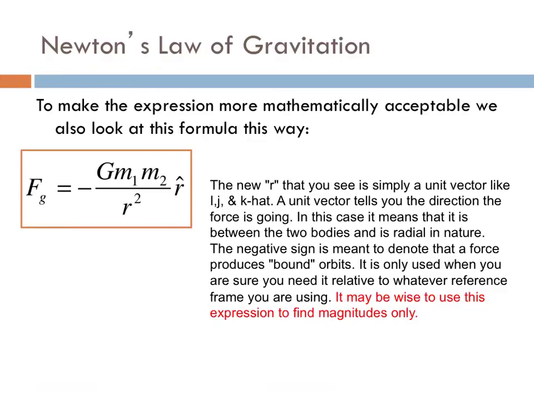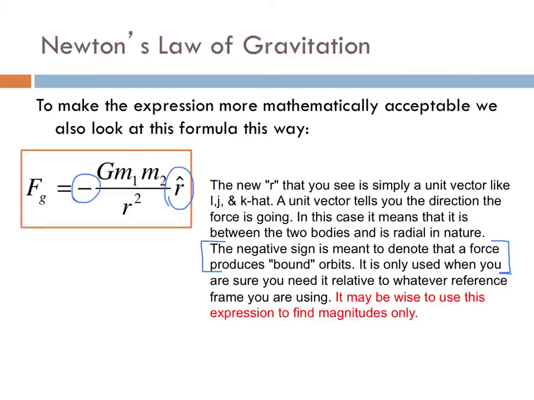On your AP sheet, you're actually going to be given this version of the equation, where you're going to have a negative sign included and an r hat. What this r hat means is this unit vector, which tells you the direction the force is going. Again, it's probably better for you to just use the equation we wrote earlier, G times m1 times m2 over r squared, to find the magnitude of it, and then find the direction through your own conceptual understanding. Again, we aren't going to be using this negative later because this negative means that it produces a bound orbit.